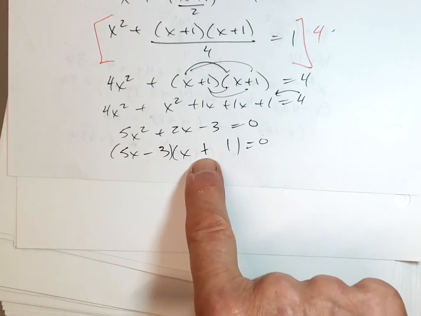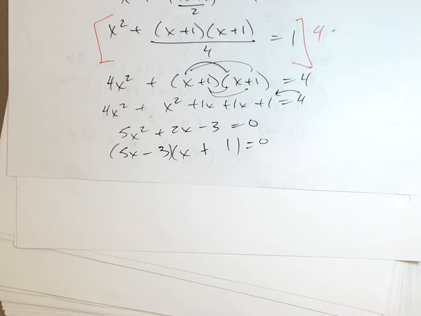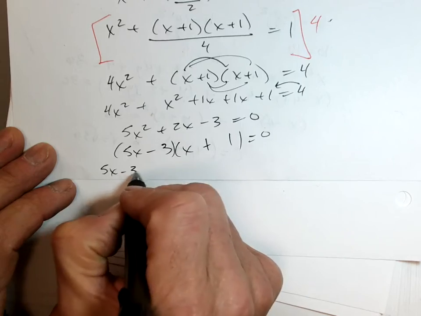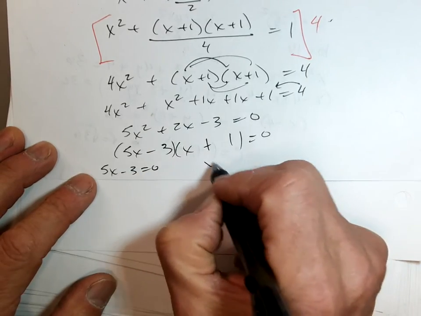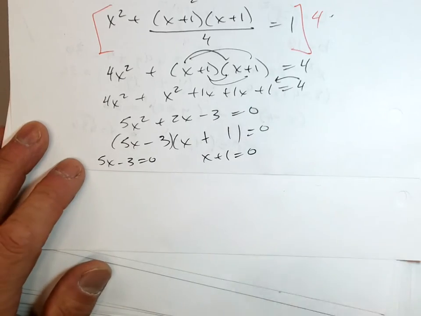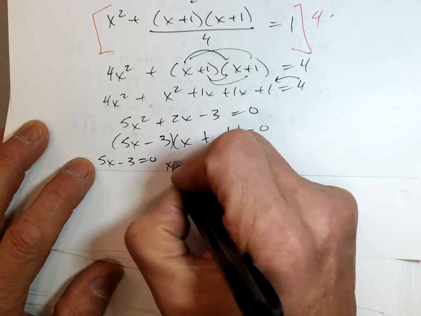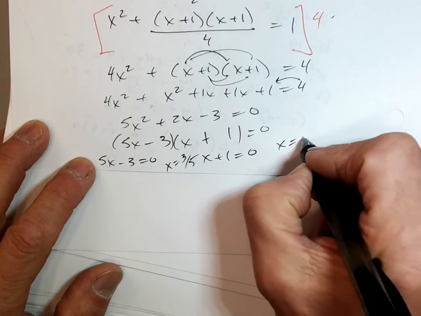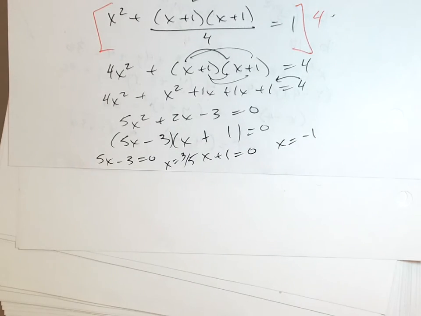Now, almost done. We go to our mini equations. Remember our mini equations? Our mini equations are 5x minus 3 equals 0 and x plus 1 equals 0. If I solve my mini equations, I get x equals 3/5 and I get x equals negative 1. Now, I'm getting there.